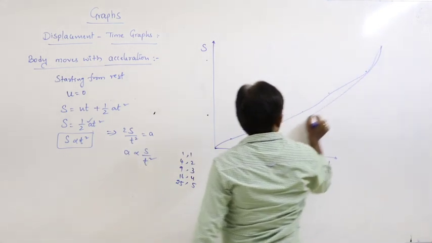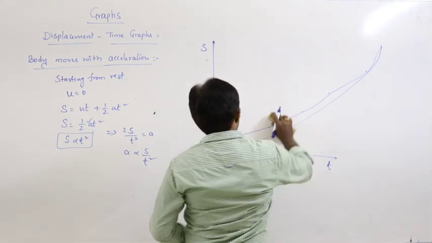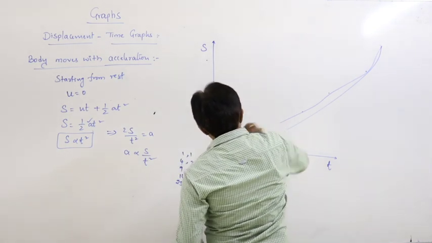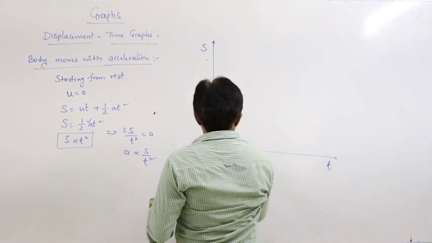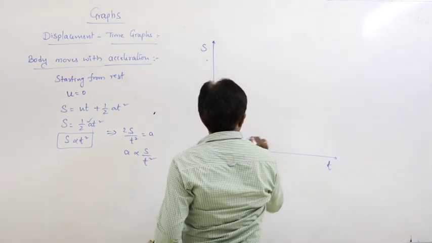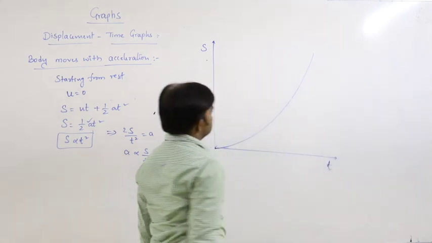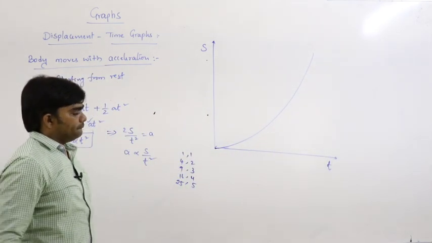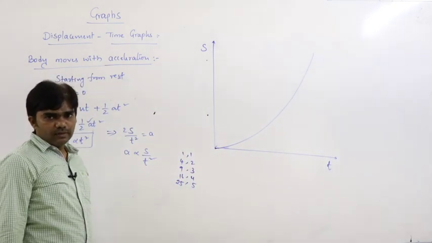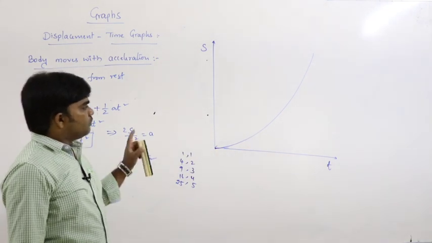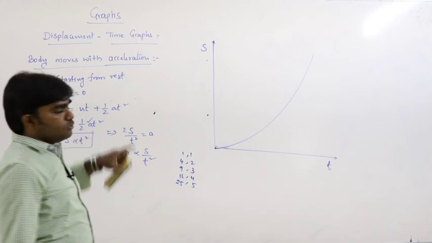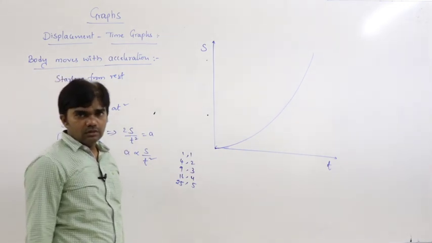This will be the shape of the graph we can draw. The shape of the graph is a curved shape. On joining like this, the shape of the graph will be like this. So this is the shape of the graph for what situation? Body moves with acceleration.